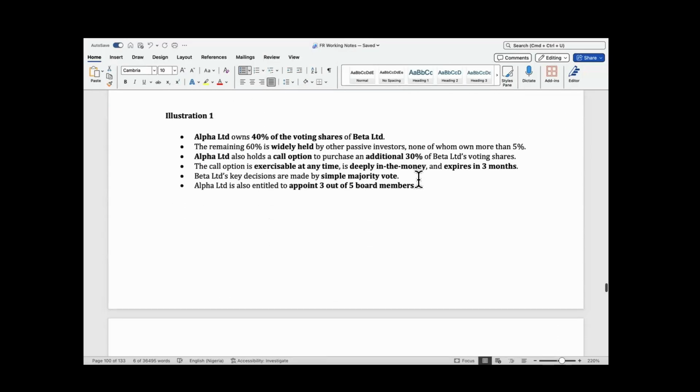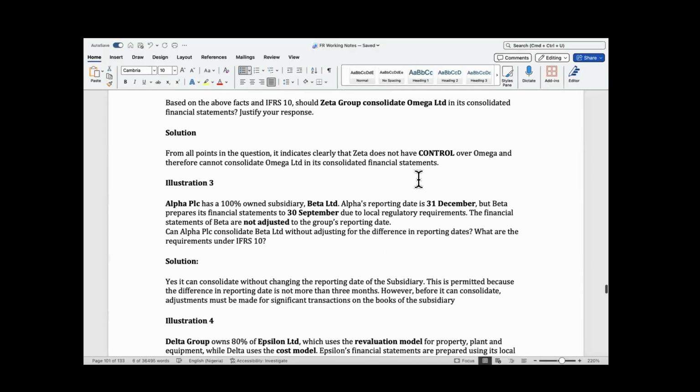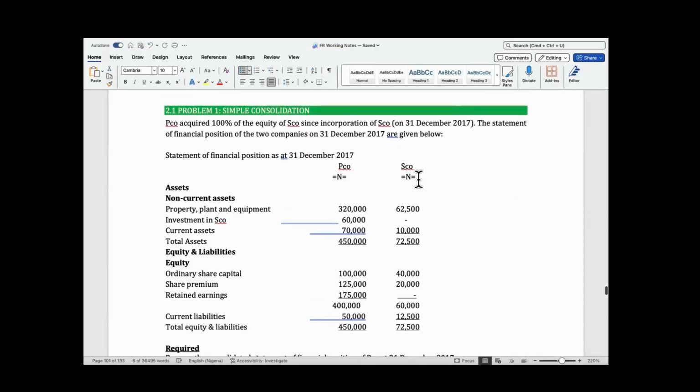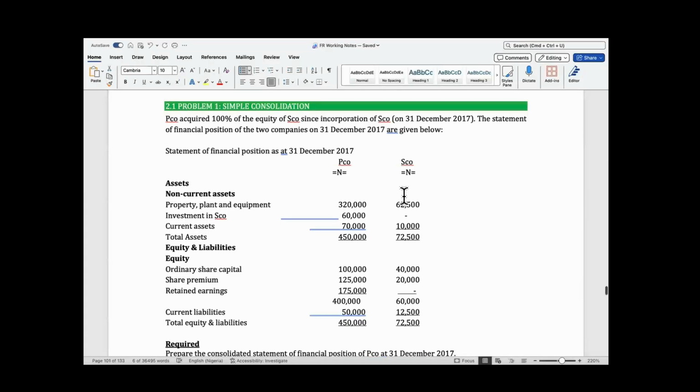So I have some illustrations here for you that deal with some theory part of what I've taught you. You can look at those. But now, this is the first question we're going to look at.